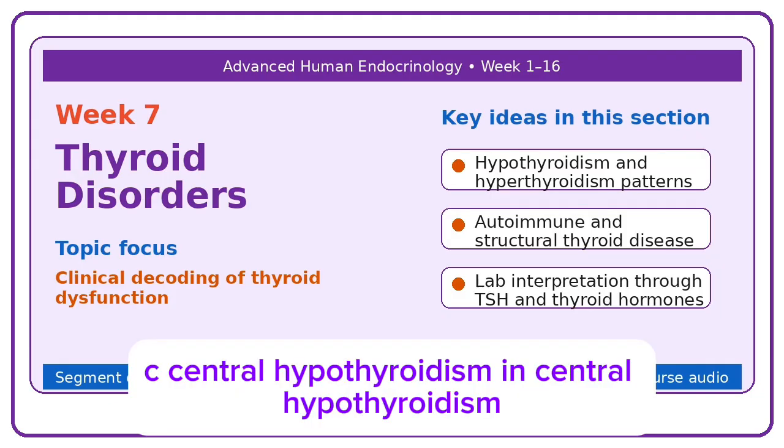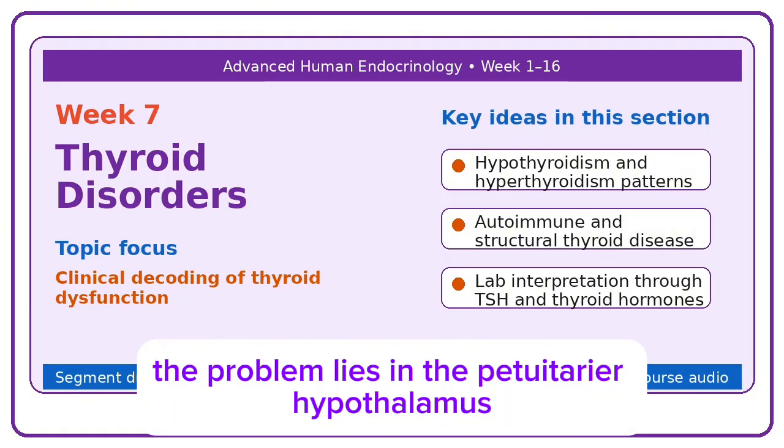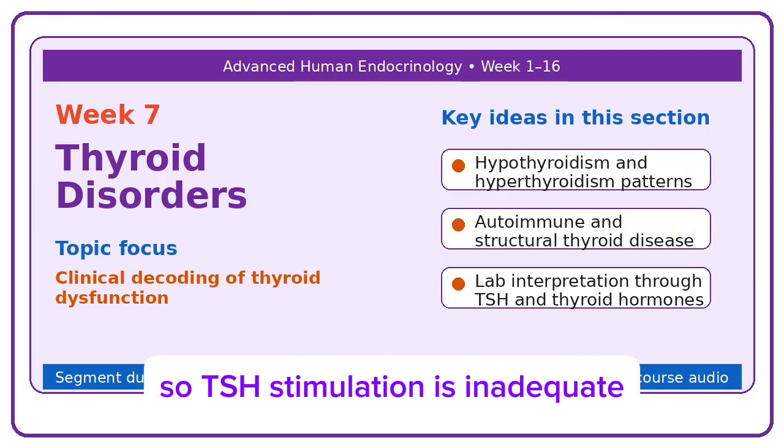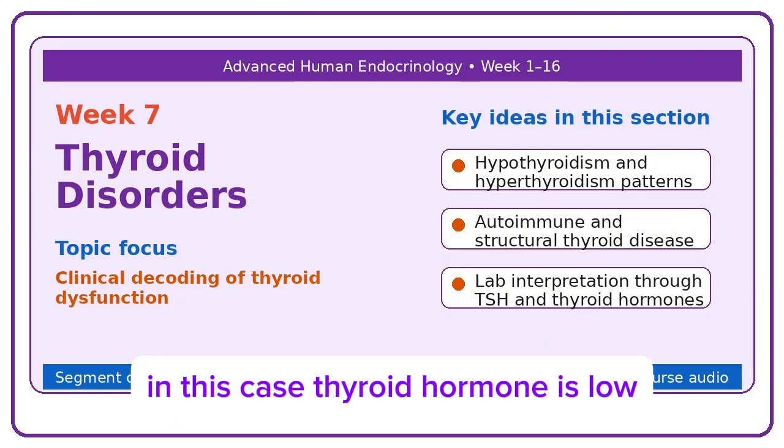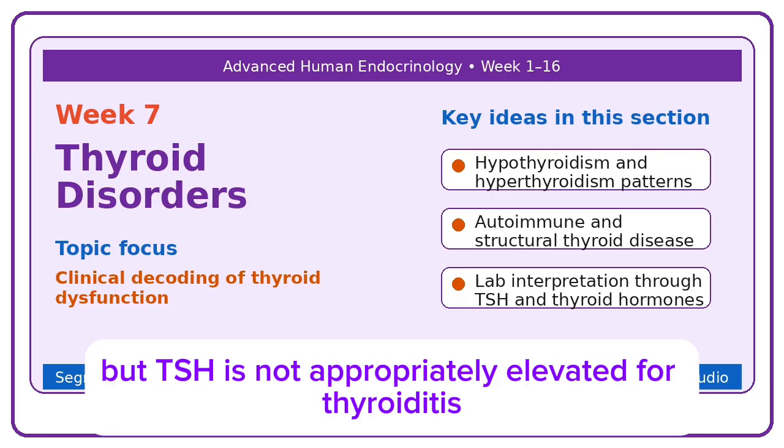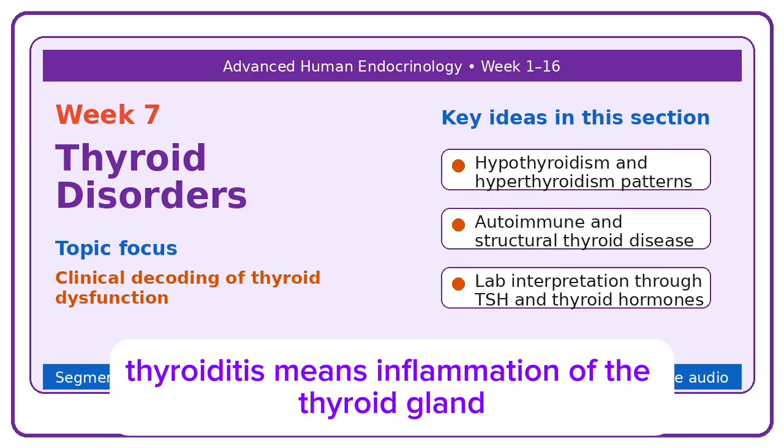C. Central hypothyroidism. In central hypothyroidism, the problem lies in the pituitary or hypothalamus, so TSH stimulation is inadequate. In this case, thyroid hormone is low, but TSH is not appropriately elevated. 4. Thyroiditis. Thyroiditis means inflammation of the thyroid gland.